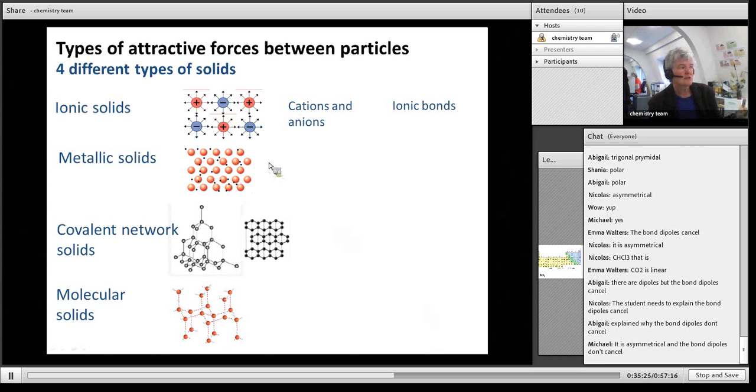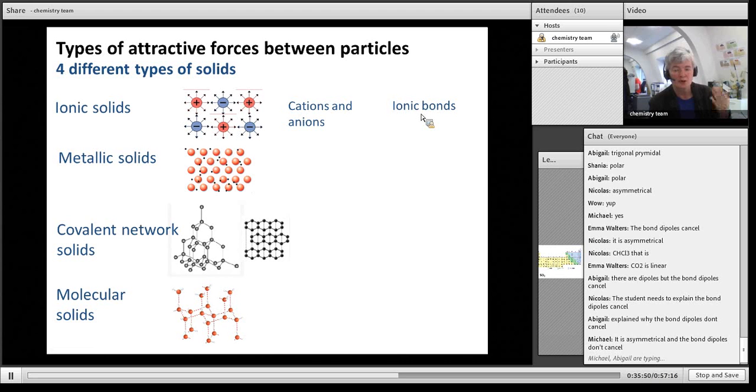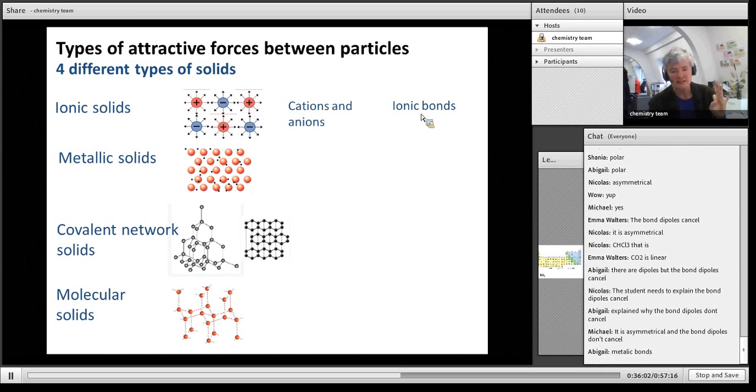So if ionic solids have cations and anions, what sort of bonding do metallic solids have? Start with an easy one. Anybody want to have a go? Metallic solids, what sort of bonding? Would metallic solids have ionic bonds in them? Would they have covalent bonds between the particles, or metallic bonds between the particles? So Abigail is typing, because you've only got those three types of bonding. Metallic, correct. So the particles are metal ions.